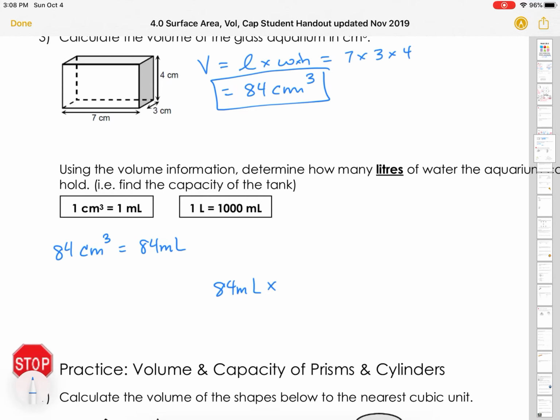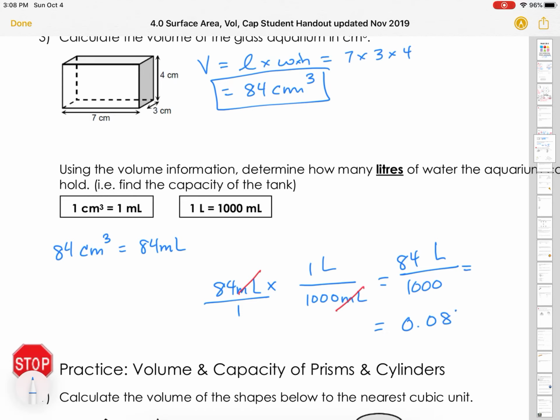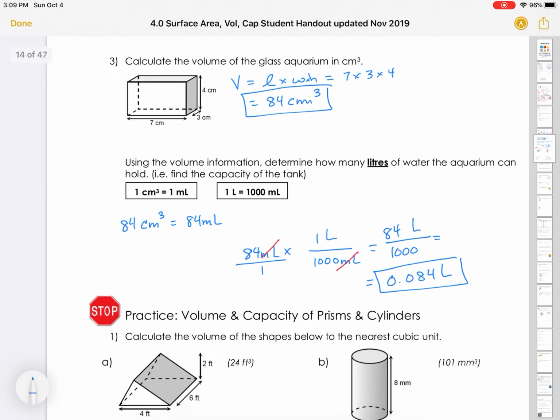So I have 84 milliliters, and we're going to times it by, we want to get rid of these units, these milliliters. So we have 1 liter here and 1,000 milliliters here. We're just going to multiply. So put this over 1 like it's a fraction. So I get 84 liters over 1,000. Now, where did the milliliters go? Well, the milliliters divided out. So when I do that division, I'm going to change it to a decimal, and I'm going to get 0.084 liters. Okay, we'll do some work with conversion just to kind of practice that.